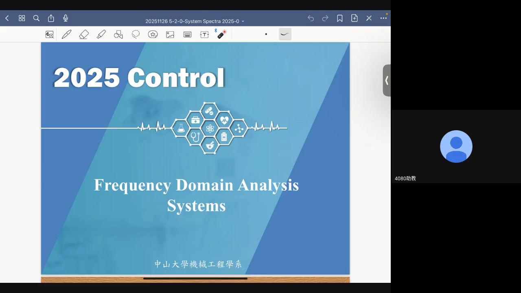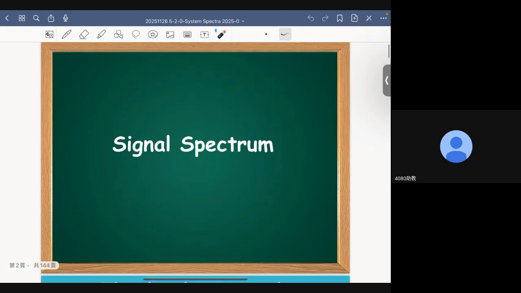Okay, time for today's lecture. Now, the topic of today is still frequency domain analysis. However, today we will switch our attention from signals to systems. Now, let's review what is signal spectrum.